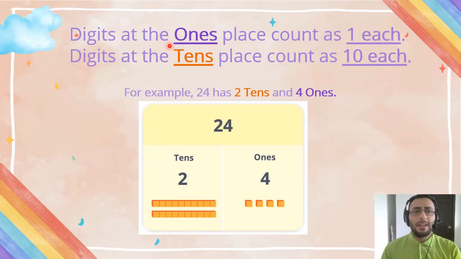So, digits at the ones place count as 1 each. For example, if we have 4 in the ones, it means we have 1, 2, 3, 4 ones, right? But the digits at the tens place count as 10 each. So, this one has 2 tens. So it means it's 20, right? So together, this number is 24, which has 2 tens and 4 ones.